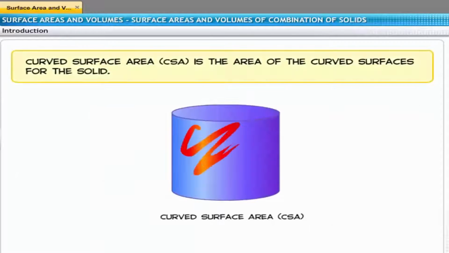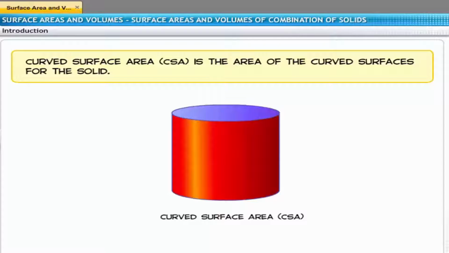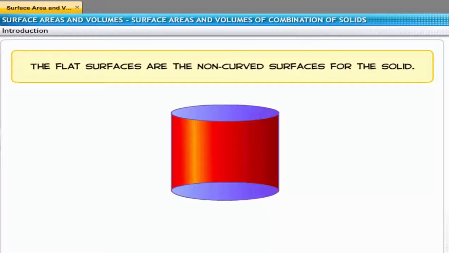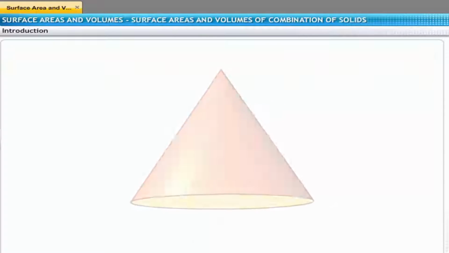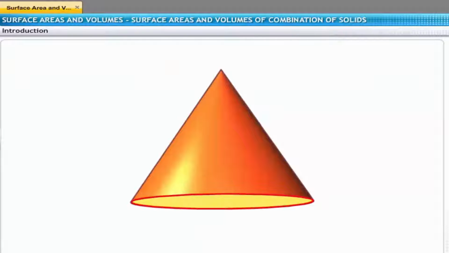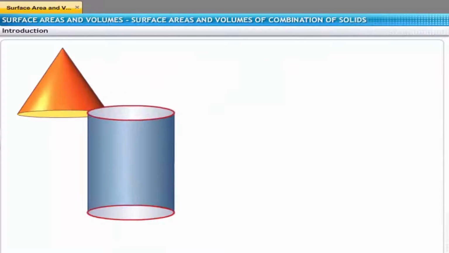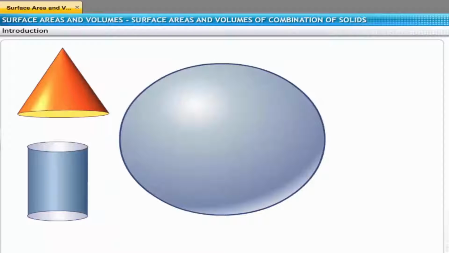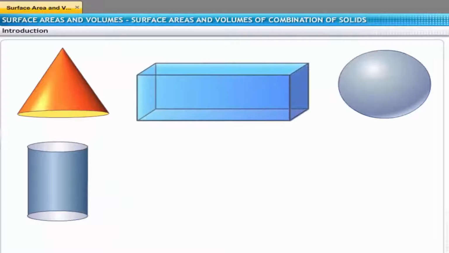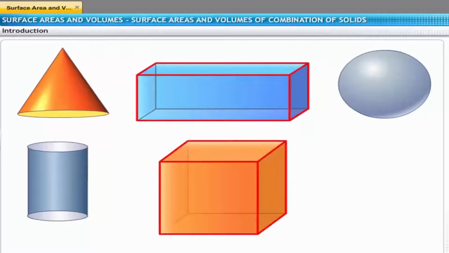The curved surface area, or CSA, is the area of the curved surfaces for the solid. The remaining surfaces of the solid are the flat or the non-curved surfaces. In a cone, the flat surface is the circular area of the base. In a cylinder, the flat surfaces are the top and bottom circular areas. A sphere has no flat surface, whereas a cuboid and a cube have only flat surfaces.